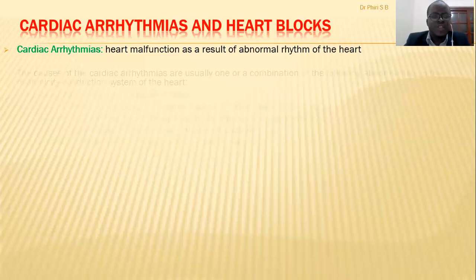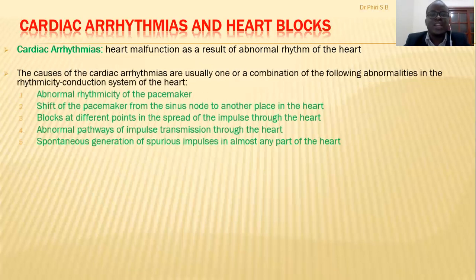So there are different causes of these cardiac arrhythmias. The causes of cardiac arrhythmias are usually one or a combination of the following abnormalities in the rhythmicity and conduction of the heart. So if you have abnormalities in the rhythmicity and conduction of the heart, that can result in cardiac arrhythmias. So what are some of the causes? It could be one of the factors listed here, or a combination of two or more factors.